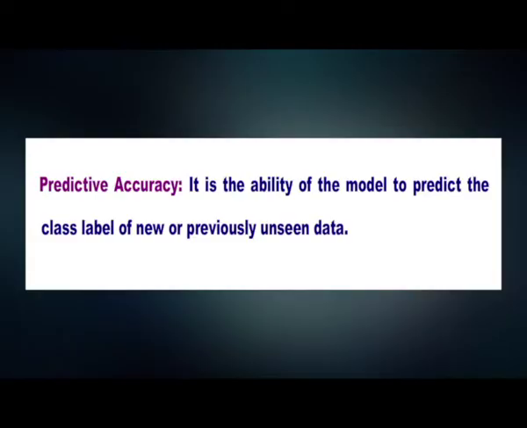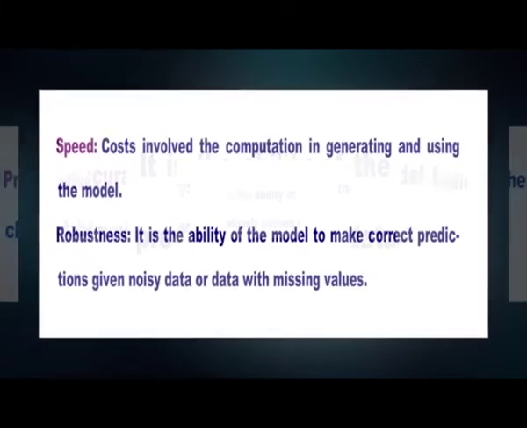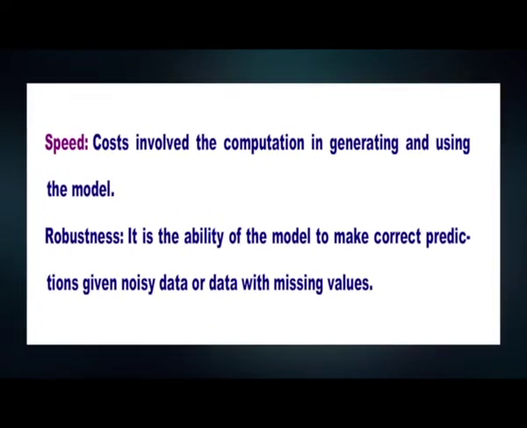Next, we can discuss comparing various classification methods. Classification and prediction methods can be compared and evaluated according to the following criteria. The first criterion used is predictive accuracy. It is the ability of the model to correctly predict the class label of new or previously unseen data. The next criterion is speed. It refers to the computation cost in generating and using the model.